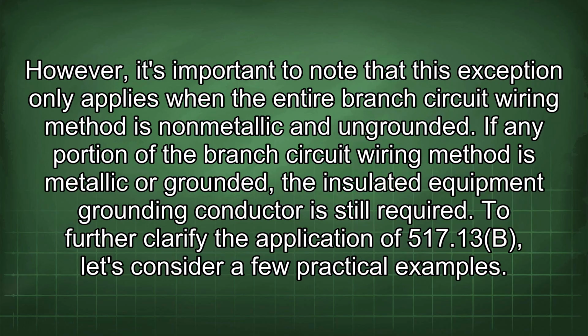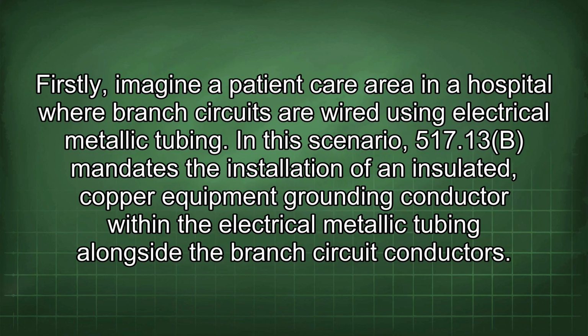To further clarify the application of 517.13b, let's consider a few practical examples. Firstly, imagine a patient care area in a hospital where branch circuits are wired using electrical metallic tubing. In this scenario, 517.13b mandates the installation of an insulated, copper equipment grounding conductor within the electrical metallic tubing alongside the branch circuit conductors.